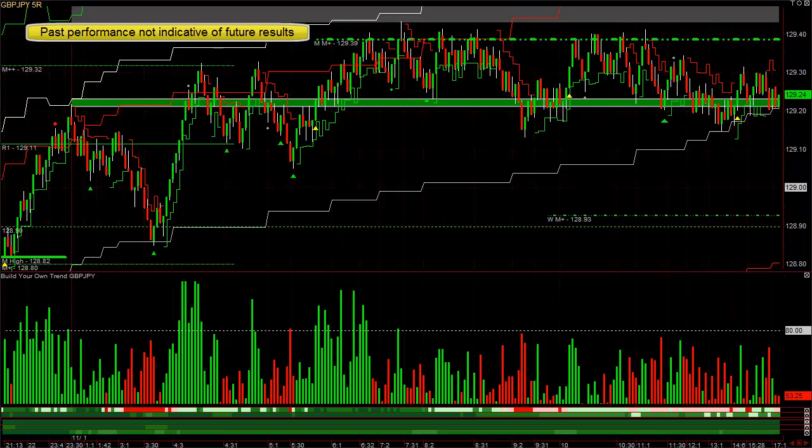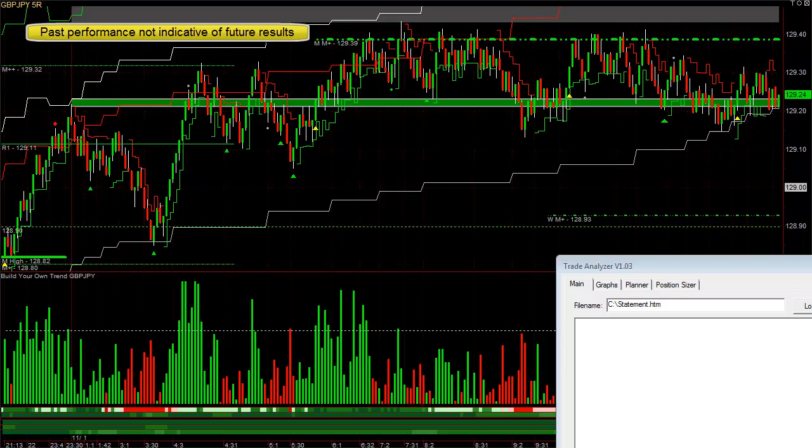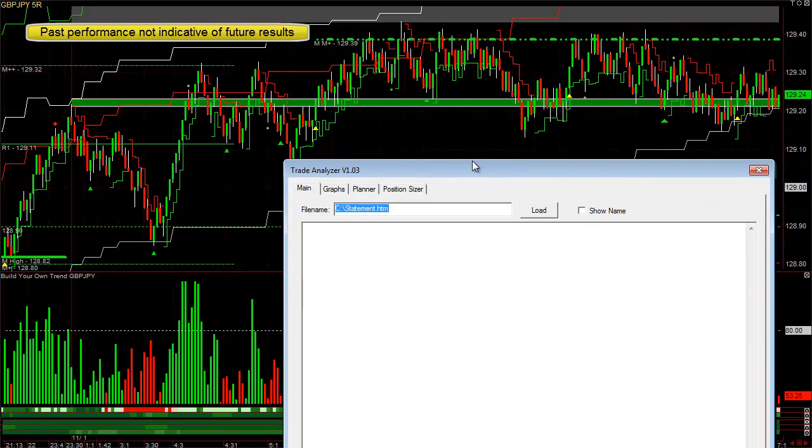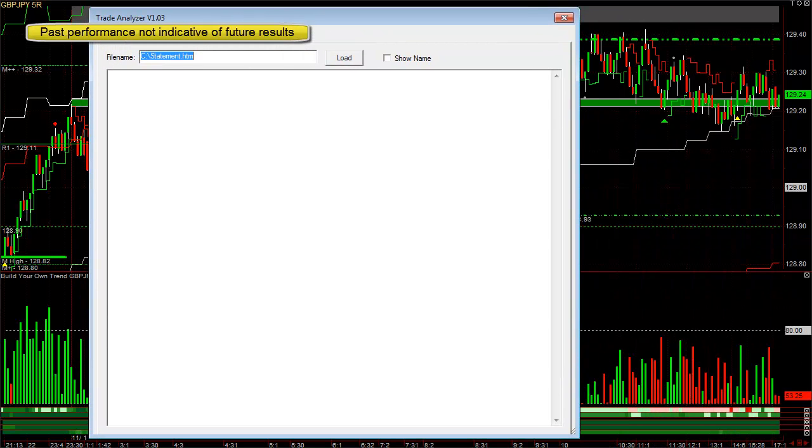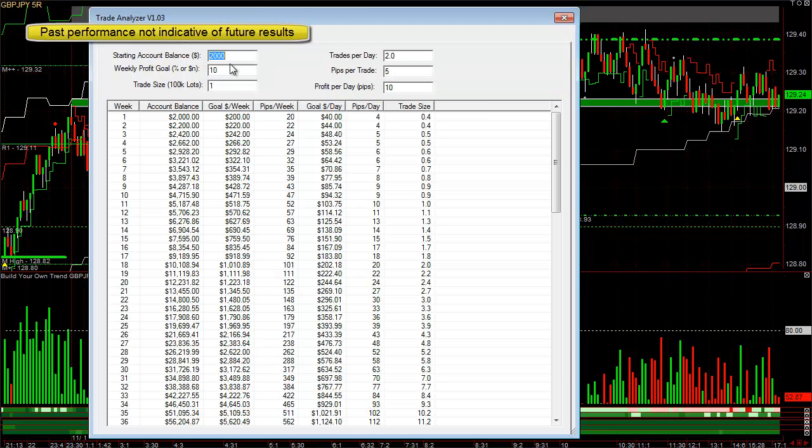And a lot of traders don't realize this, but if you just net 10 pips per day, here's our trade analyzer planner, which I show every month or two. For people that watch these religiously every day, they've seen this before. But if you have a $2,000 account and you just get 10 pips per day, your $2,000 account every 2 months pretty much doubles.